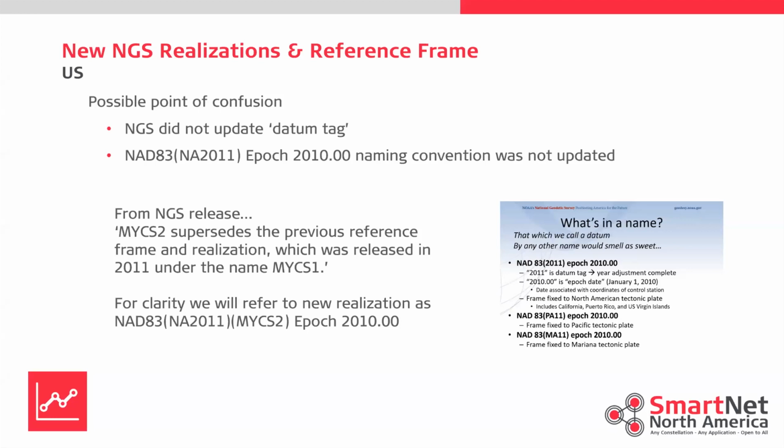But yet they also, in that link that I mentioned just a second ago, said MYCS2 supersedes the previous reference frame in realization, which was released under the name MYCS1. So there's some mixed messages here. So for clarity, I don't want to get dragged into the semantics of whether this is a superseded reference frame in realization. The way that we read everything else, aside from this one sentence that they put in, is that this is a realization update, not a reference frame update.